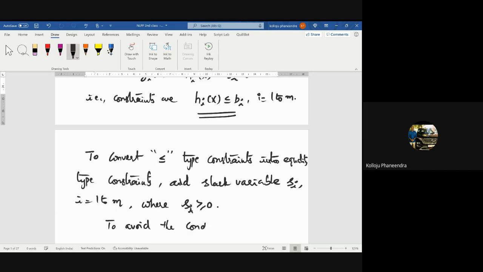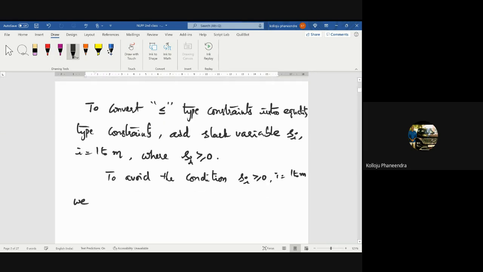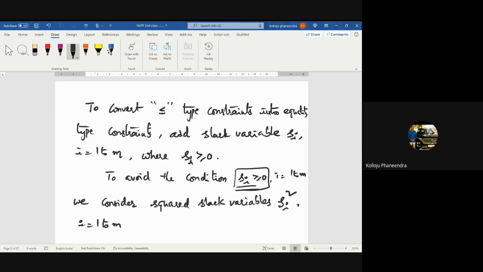Now, to avoid the condition si greater than or equal to 0 for i equal to 1 to m, which means non-negative, we consider squared slack variables, si square instead of si, which are always non-negative. To avoid this non-negativity condition, we consider squared slack variables si square, i equal to 1 to m, in the constraints.